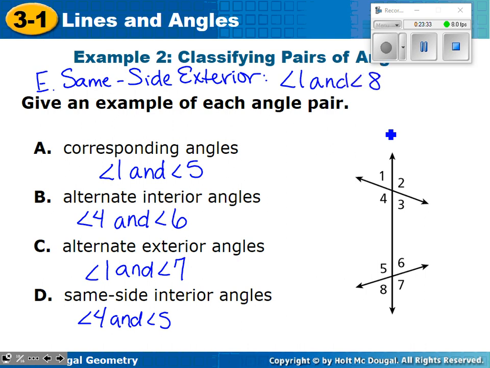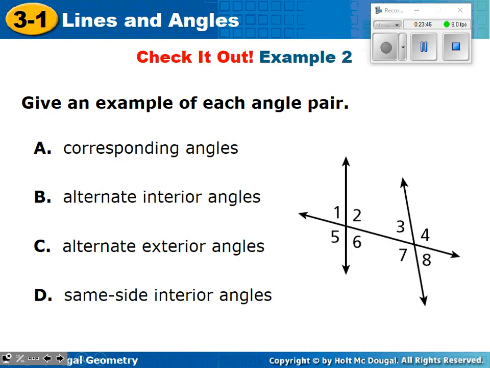Any questions on those? Okay, I want us to look at the next example because now notice that the picture shifts, and so it's not a transversal up and down, it's a transversal left and right. Okay, but still same idea. So corresponding, somebody give me a corresponding pair. 5 and 7 I heard. Angle 5 and angle 7. I also heard 1 and 3, which would be correct as well.